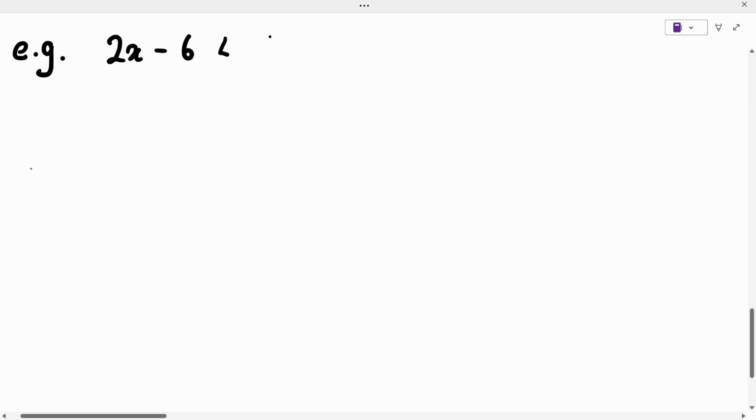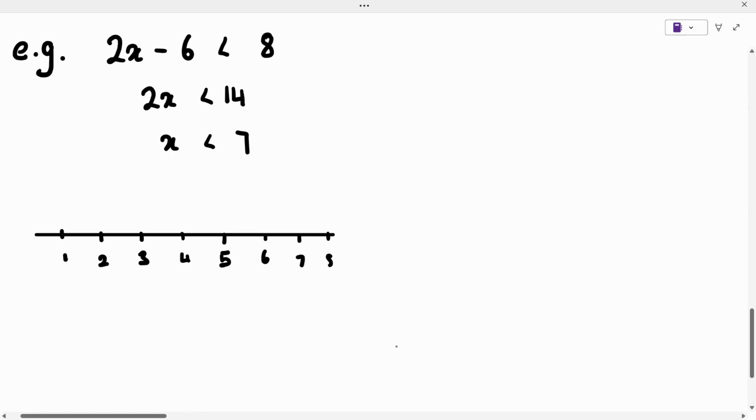Is less than 8, right? So how do we do this? Just like when you're solving an equation, you want to isolate x. So if 2x minus 6 is less than 8, 2x is less than 14, x is less than 7.